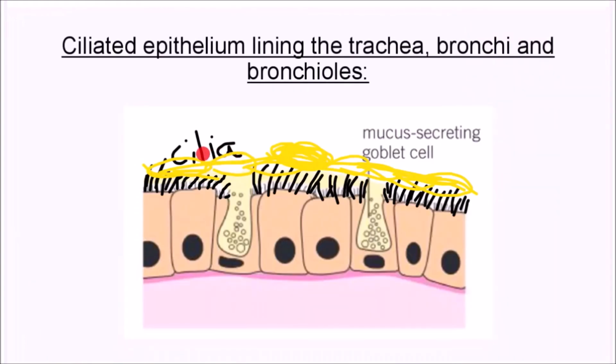Don't forget the name, right? Cilia, C-I-L-I-A. Cilia are the hair-like structures, filaments, very thin, which push the mucus away from the respiratory tract, upwards towards the trachea.